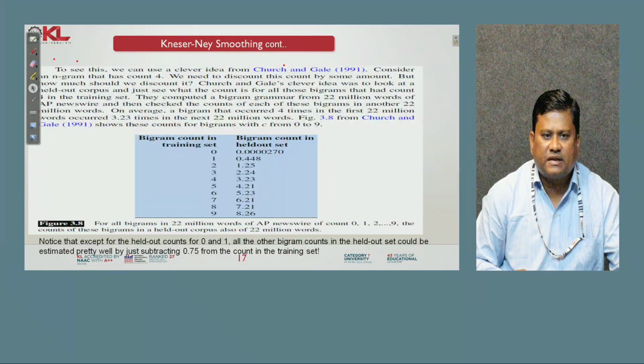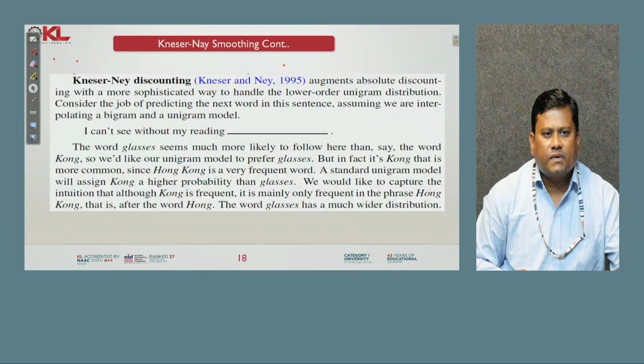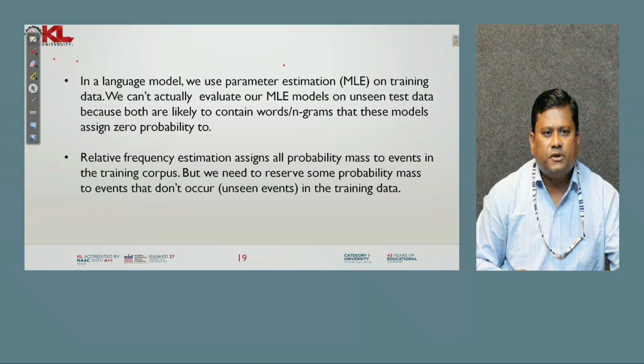Some bigram counts in the training sets are there, and bigram counts in the held-out sets are also there. For the training set the counts go from 0 to 9, and the bigram counts are also listed, as we can see. So that is Kneser-Ney smoothing.